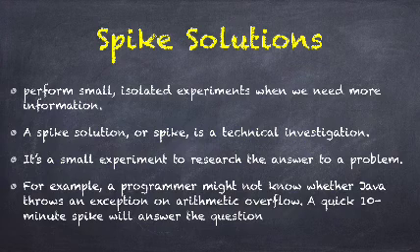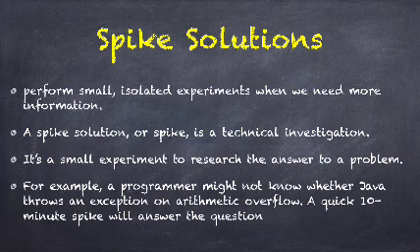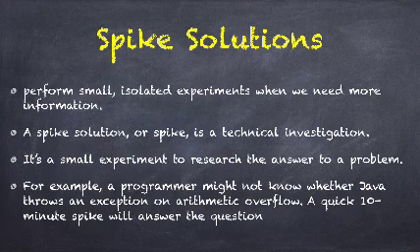For example, a programmer might not know whether Java throws an exception on an arithmetic overflow condition. So when you do not know what happens at a certain point of time with your produced code, you just design a simple 10-minute spike or a few more lines of code that will answer your question. So you create a code that throws an arithmetic exception and check how your code reacts to it. This is called a spike solution.